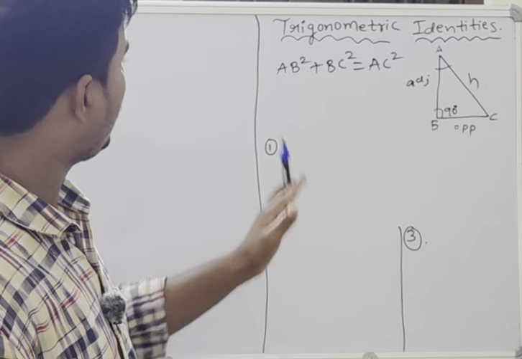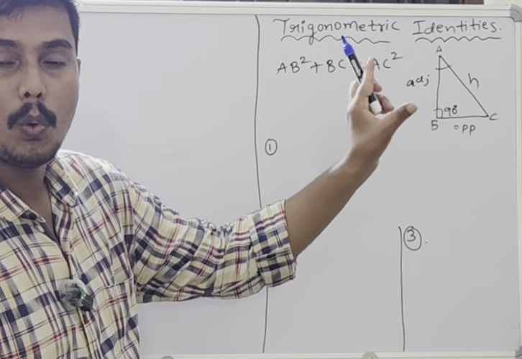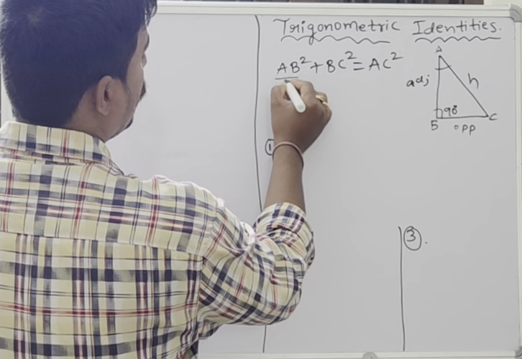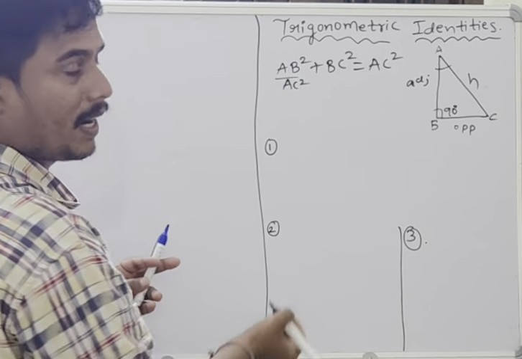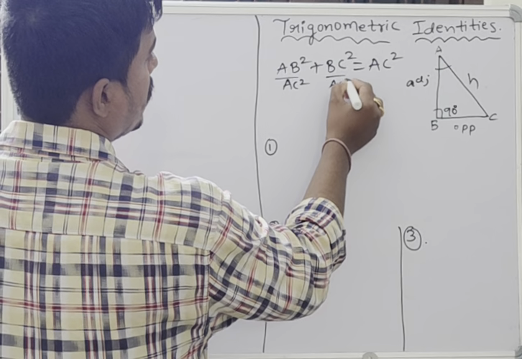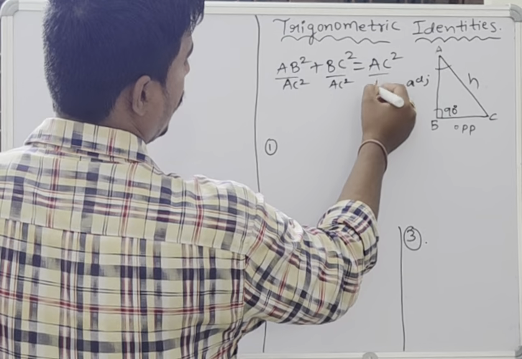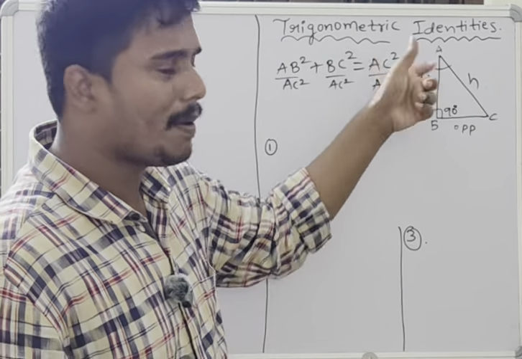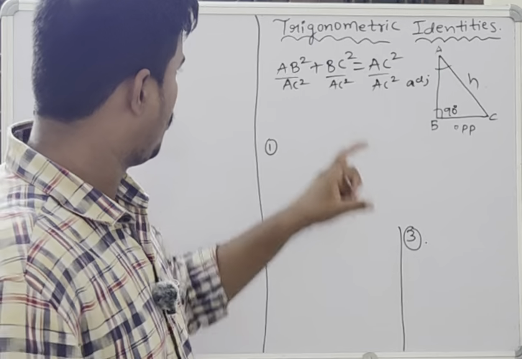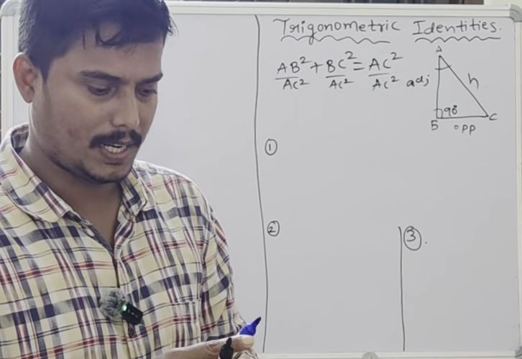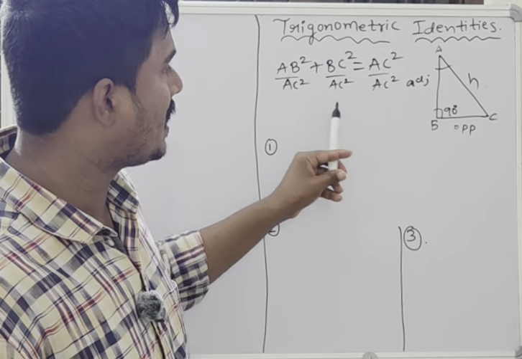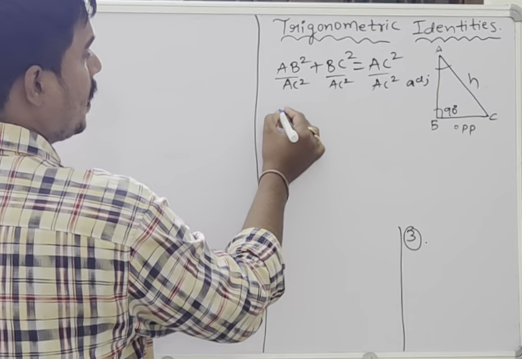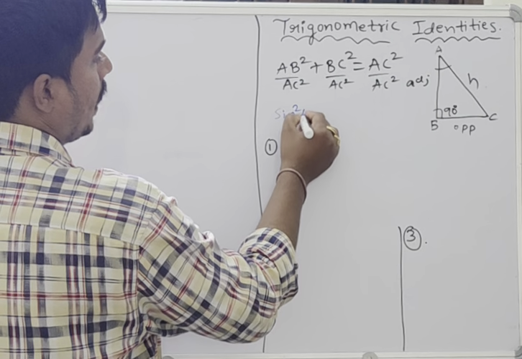Let us say I will divide the whole Pythagoras theorem by AC square. Let us see what will happen when I divide AB square by AC square, correct? BC square by AC square, AC square by AC square. Now AB by AC heard somewhere. BC by AC heard somewhere, correct? So BC by AC is what? Opposite by hypotenuse. Let us write first. That is nothing but sine square A.